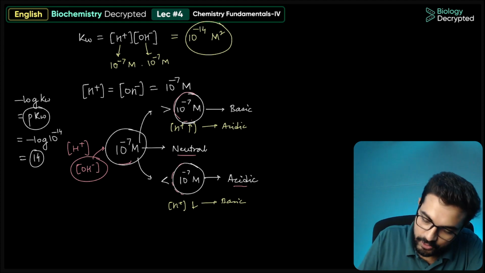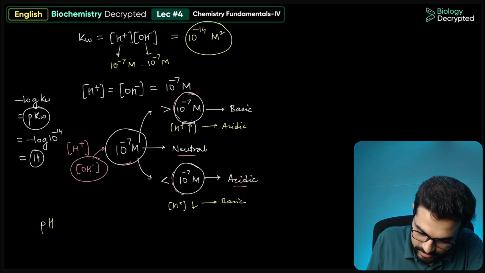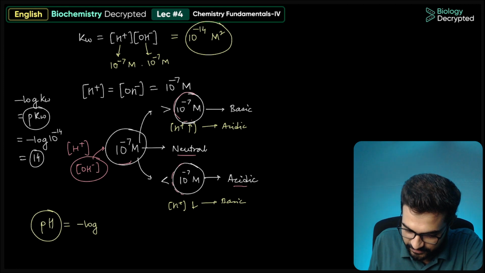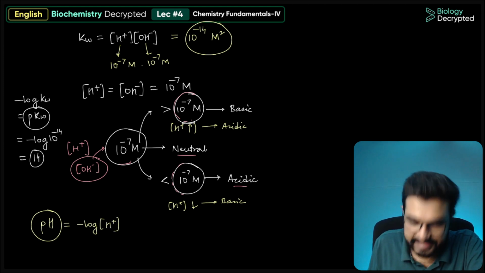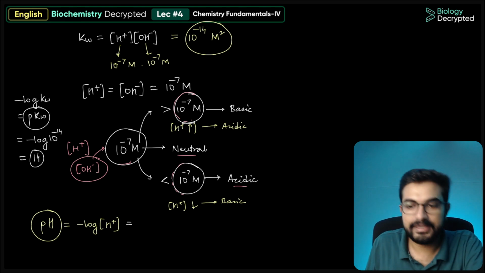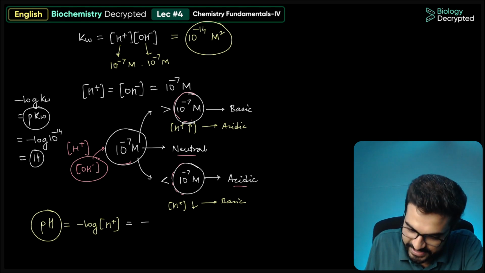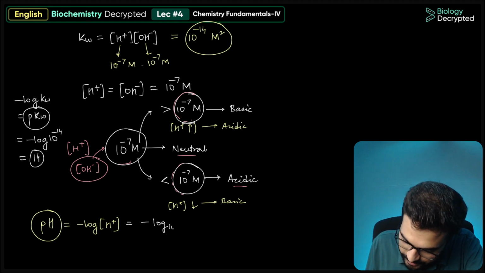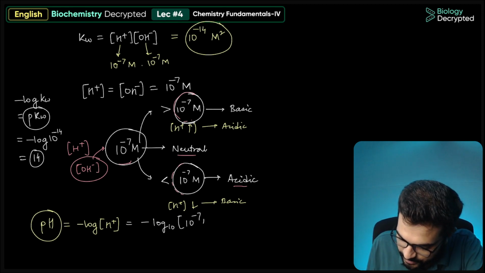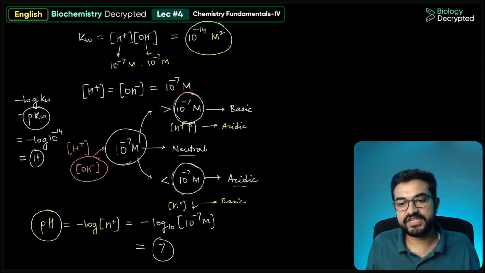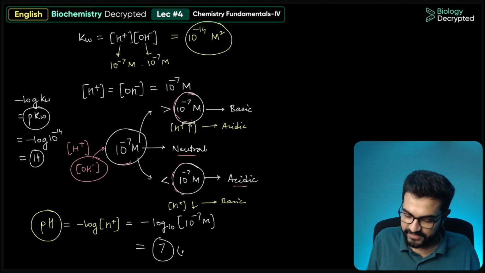Now let's talk about pH. pH is the negative log of the H plus ion concentration, and if we consider the H plus ion concentration, that is 10 to the power minus 7 molar, this will be negative log base 10 of 10 to the power minus 7 molar. So what we'll get here is a value of 7, and this represents neutral pH.